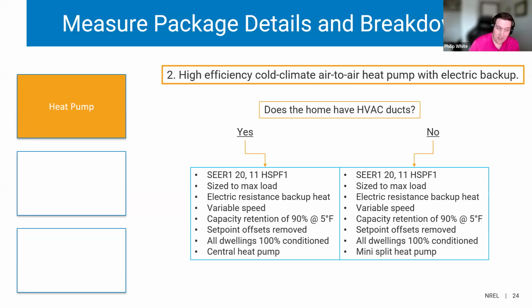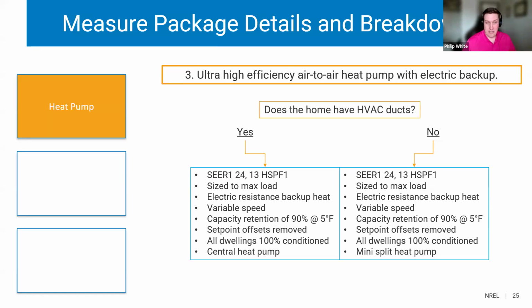Set point offsets are removed for both duct types of dwellings, and the dwelling is 100% conditioned. As you might expect, the ducted households get a centrally ducted heat pump, while the non-ducted homes receive a mini split heat pump. Some major differences from the previous heat pump package outside of SEER and the HSPF ratings are that both ducted and non-ducted are variable speed compressors with set point offsets removed and the capacity retention of 90% at 5 degrees Fahrenheit. So these details really help the heat pump operate in cold conditions.